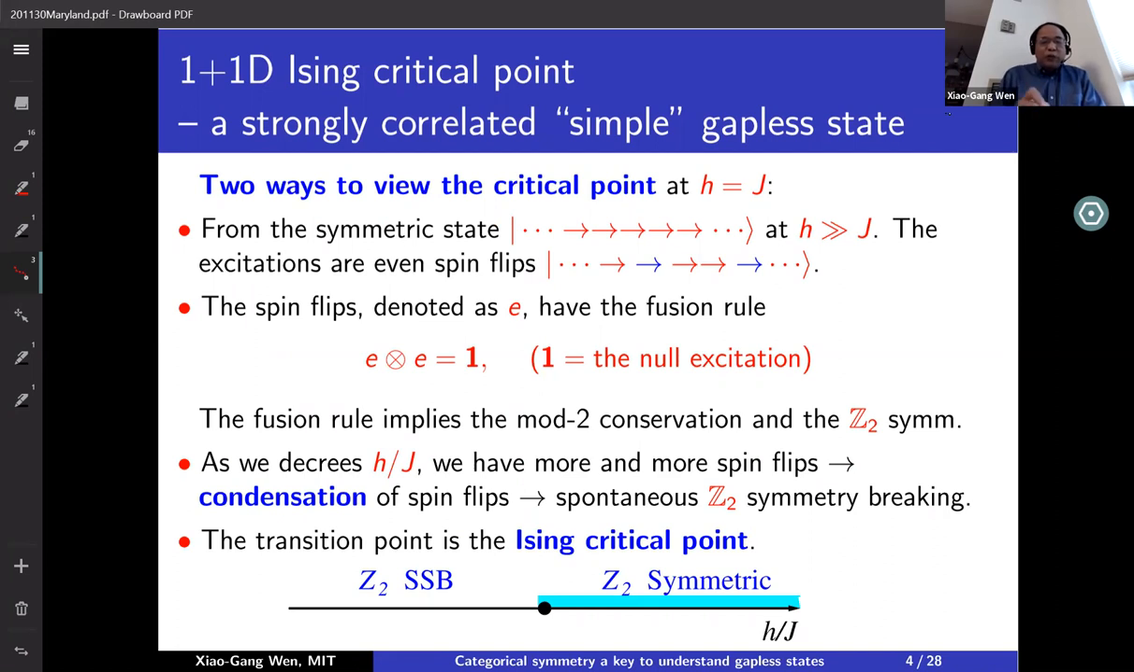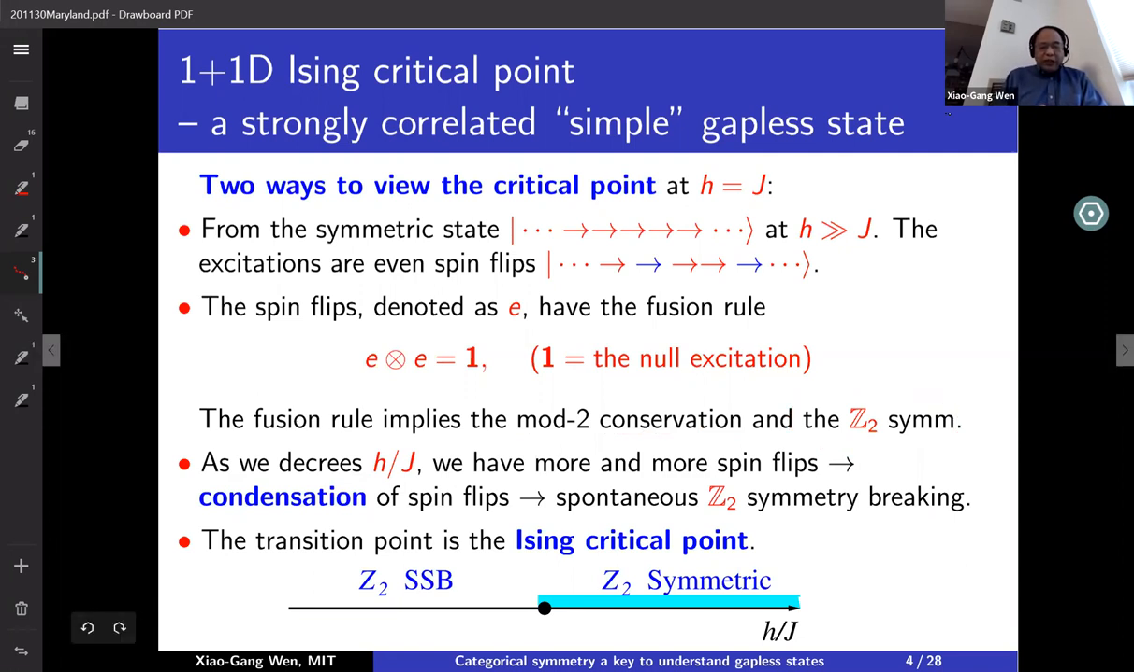So there are two ways to view this critical point, which appears when h equals J. The first way is that we start from a symmetric state in the large h limit where the spins are polarized in the x direction. And then the excitations are spin flips, but because we are restricted to this symmetric subspace, we only have an even number of spin flips. Those spin flips are denoted as E, which have this fusion rule: two spin flips annihilate to become the ground state. And this Z2 fusion rule implies there's a mod two conservation of spin flips, which is actually a reflection of the Z2 symmetry we just talked about a moment ago.